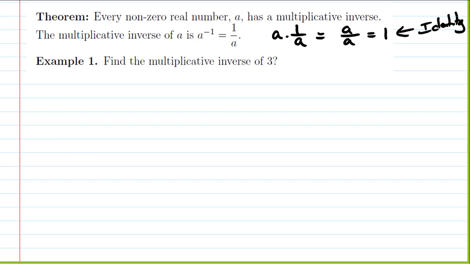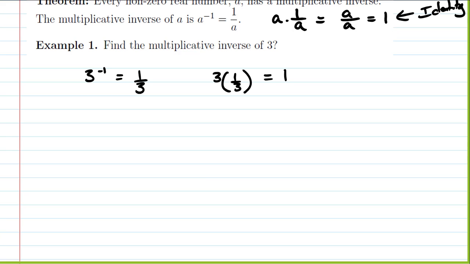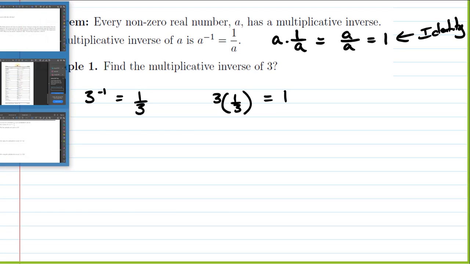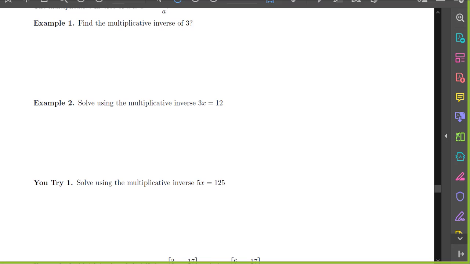So we can do the same thing for 3. The multiplicative inverse of 3 is the same as 1/3. And if we take 3 times 1/3, we're going to get the number 1. So the only number that doesn't work for is 0, because 0 does not have a multiplicative inverse.